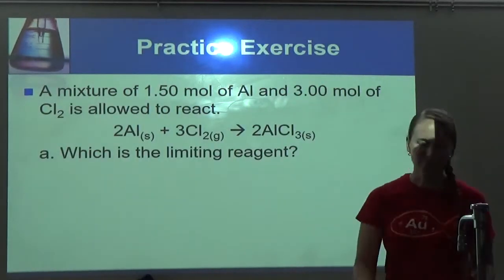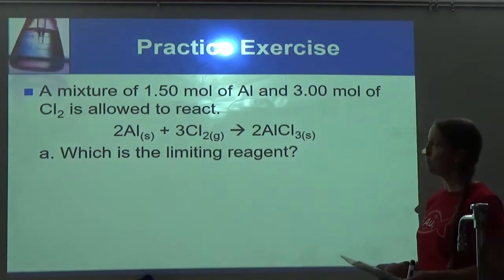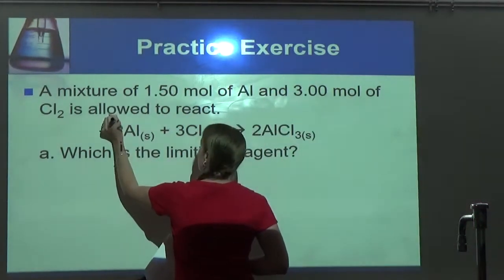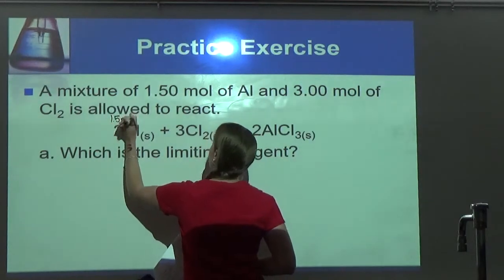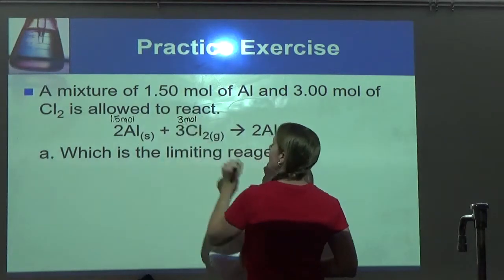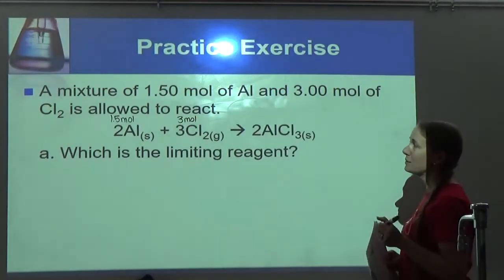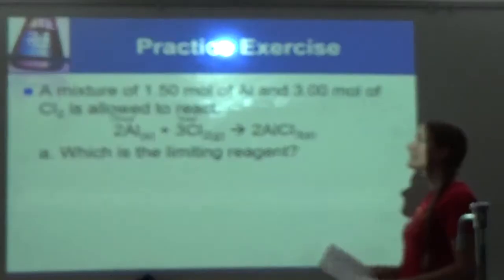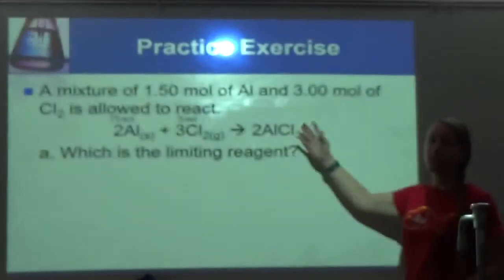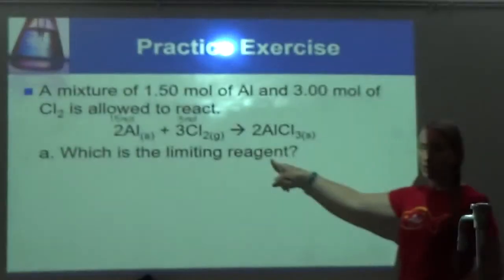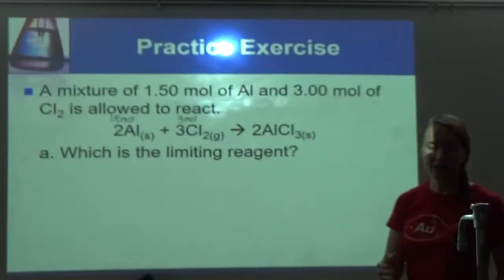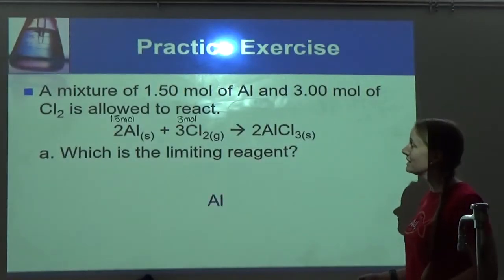Alright, so remember, don't forget to be trying some of these on your own. So it says a mixture of 1.5 moles of aluminum, so we have 1.5 moles of aluminum, and 3 moles of chlorine is allowed to react. Which is the limiting reagent? Okay, well in this case it didn't tell me what I'm going to, but notice I only have 1 product. Or the other thing I notice is I'm only on part A. So most likely part B is going to ask me how much product I produce. So let's go ahead and see what part B says.